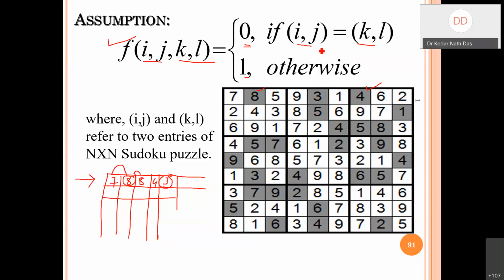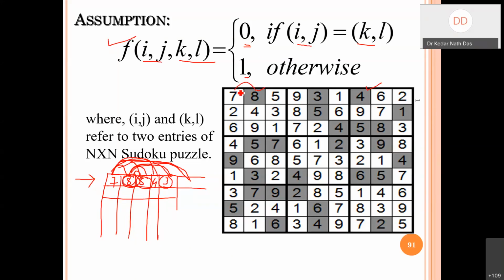Now this Kl changed. This Ij is going to compare with this 8. If they are equal, then the function value is 0. If not, it is 1. Similarly, this 7 will compare to this 4, and so on. This will continue. After completion of these, we will catch hold of the second value. This 8 will compare to the next one, then the next one, and so on. After completion of that, we'll catch hold of the third value, and so on. This is the repeated process for the rows.